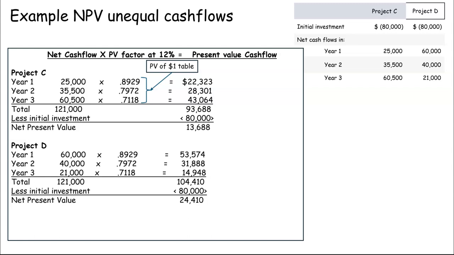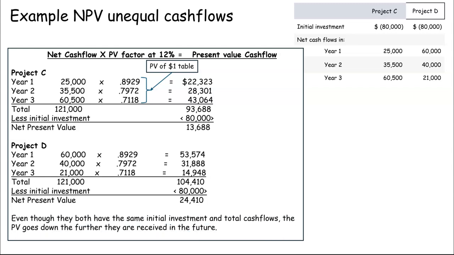Here's the difference. If you look at project D, we get most of the money back in the first couple of years. In project C, we don't get most of the money back until the 3rd year. And the further away the money is, the less value it has in today's dollars. So based on this, even though they both have the same initial investment, we would go with D. Okay, we would go with project D.